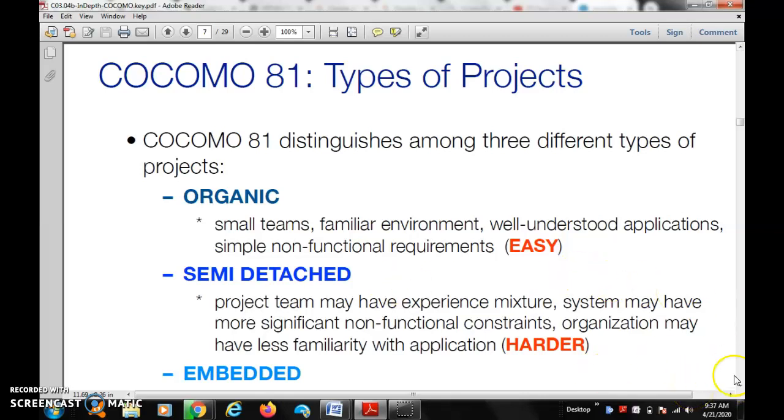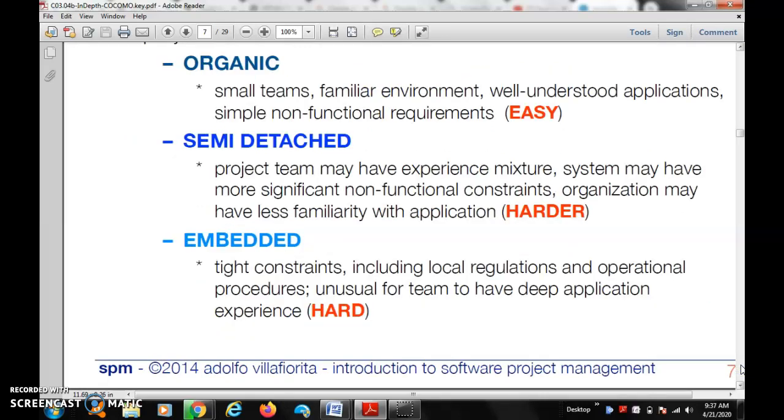Semi-detached: may have experience, a mixture of systems, may have more significant non-functional constraints, and organizations may have less familiarity with the application. It is harder. Embedded: tight constraints including local regulations and operational procedures, unusual for a team to have deep application experience. It is hard. So those are the three types: organic, semi-detached, embedded.